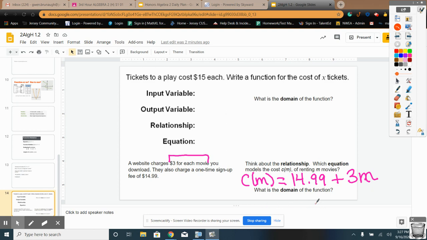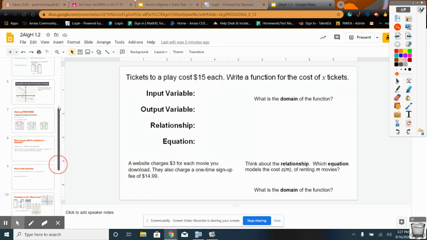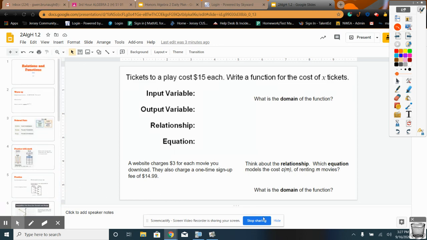What would the domain be here? Very similar to the last one. I would say either whole numbers or natural numbers. Some of you might say you can't have infinitely many, so you might even cap it out, like as many as there are movies on the website, but that's just doing a little bit extra. Okay, so this little introduction to functions, there's a lot of big ideas here that we're going to talk about a lot this chapter.